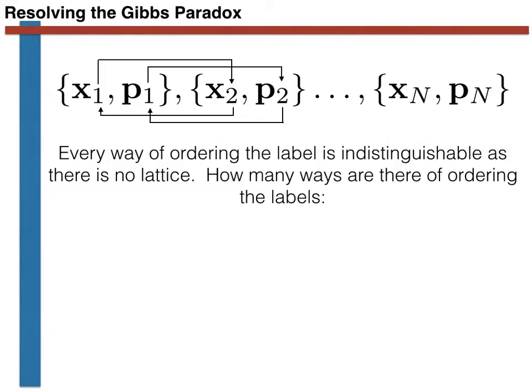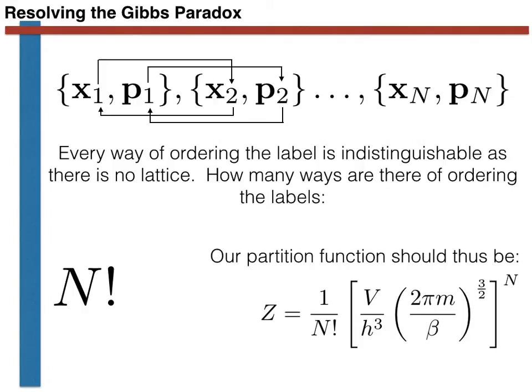In other words, we need to divide the partition function by a factor of n factorial in order to remove microstates that differ only by the ordering of the labeling of the atoms. The final partition function is thus given by this expression.